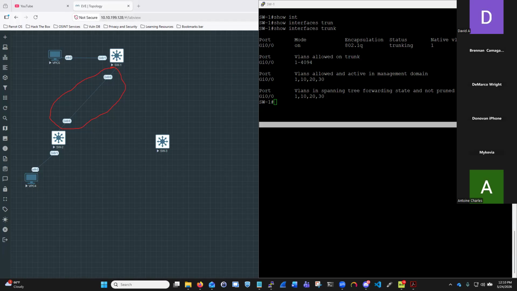Now, ISL and 802.1Q, if we keep it simple, they both tag each frame. Gotta go all the way to BJ's for that, Mom.